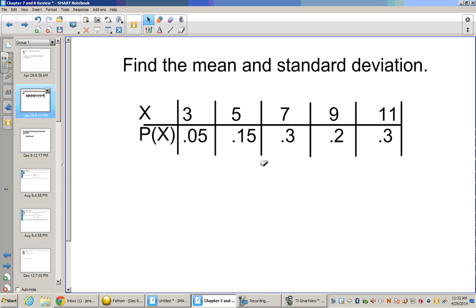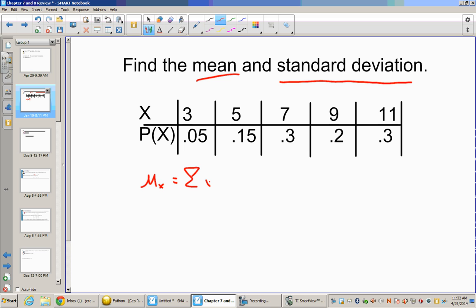First off, if we have a distribution of our random variable x, the bottom represents the probabilities that we get each of these values above. One common thing is to find the mean and standard deviation. Now, the formula for the mean of x is the sum of all x times their p-values.